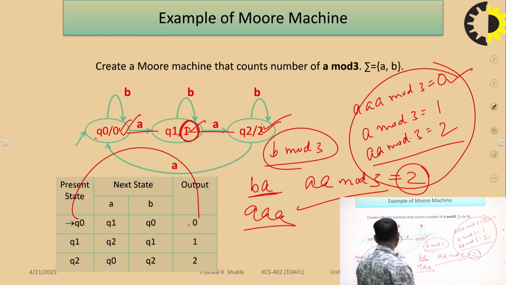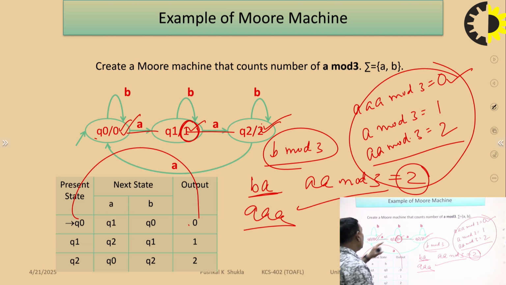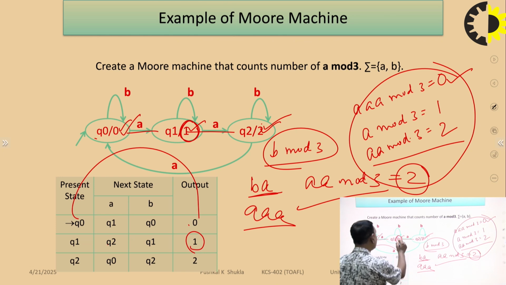Here we see state is Q1, and after taking input A, it goes to Q2. Taking input A, it goes to the next state Q2, and after taking B input, it goes to Q1. Corresponding to the Q1 state, the output is 1.